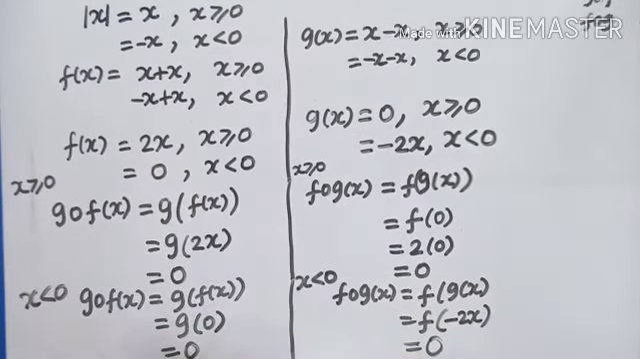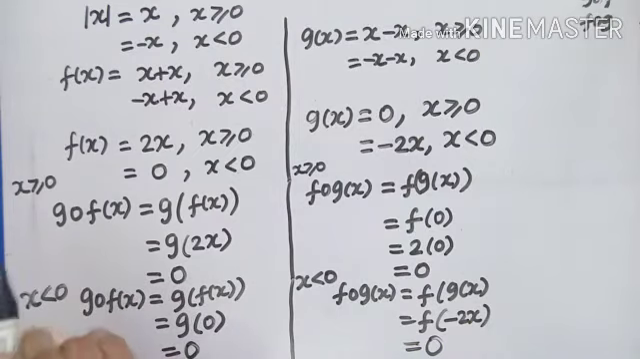So in all the 4 cases, whether x is positive or negative, whether it is g composition f or f composition g, my answer is only 0. It is not so in every problem. Here it so happens that all the answers are the same.